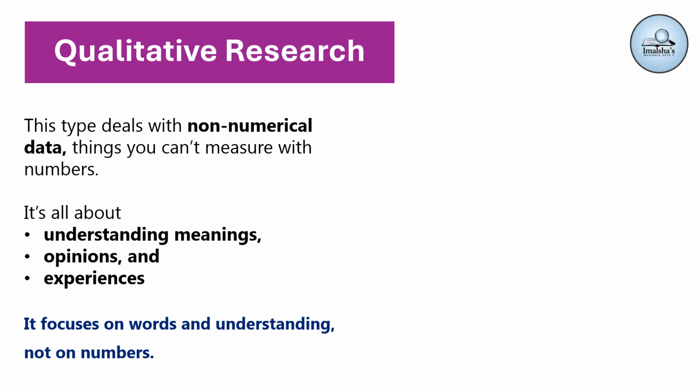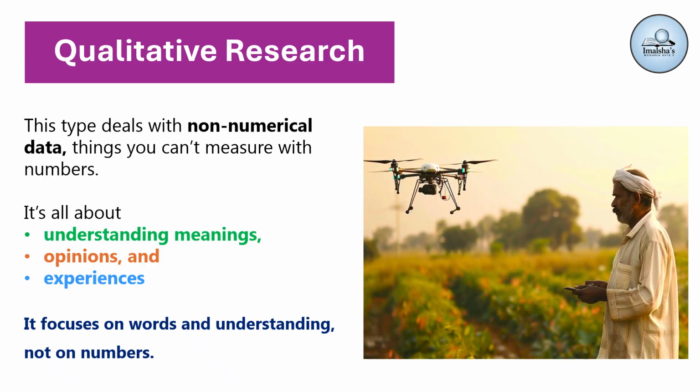Qualitative research. This type deals with non-numerical data, things you can't measure with numbers. It's all about understanding meanings, opinions, and experiences. For example, imagine you interview farmers to understand how they feel about using modern farming technology. You might record their answers, listen to their stories, and look for common themes. So, qualitative research answers questions like, why do people behave in a certain way? How do they experience something? It focuses on words and understanding, not on numbers.